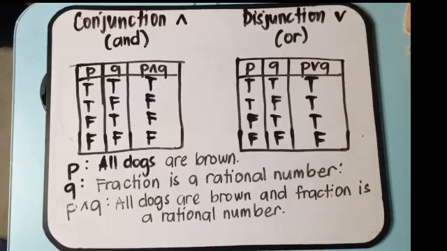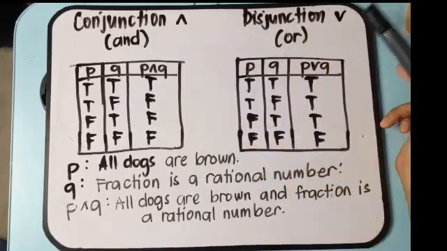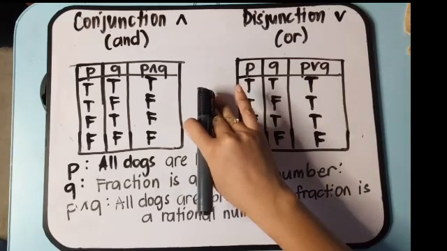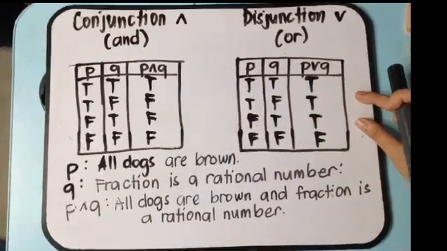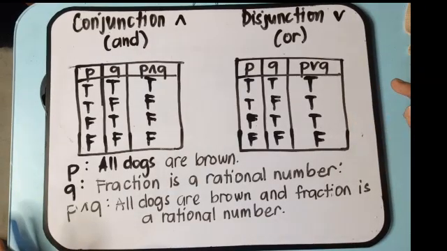Okay, next let's have the conjunction and the disjunction. So for the conjunction, class, this is the symbol. For the disjunction, this is the symbol. For the conjunction, we use the word and, for the disjunction, we use the word or. So this is the truth table for the conjunction and this is the truth table for the disjunction. As you can see, class, there is a difference between the truth table of the negation and the binary operators.